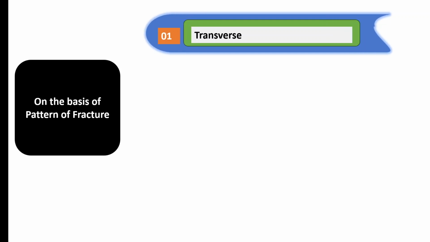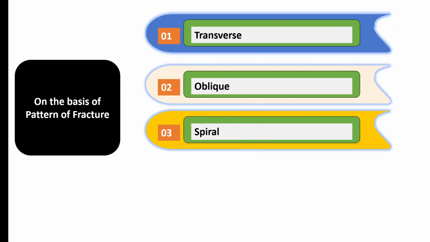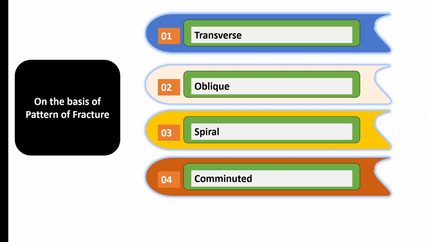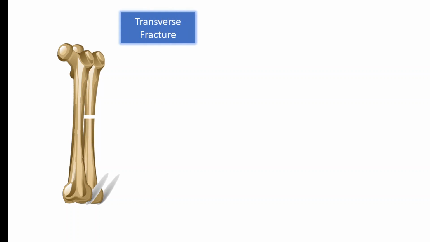Another basis of the classification of fracture is on the basis of pattern of fracture. So it could be a transverse fracture, oblique fracture, spiral fracture, comminuted fracture, or a segmental fracture. So how does the fracture look? What is the morphology of the fracture? On that basis we classify.